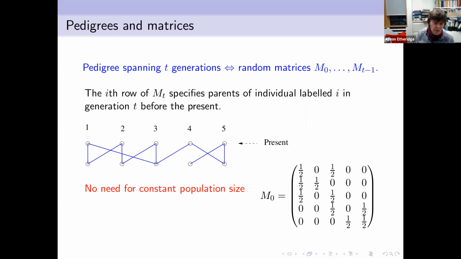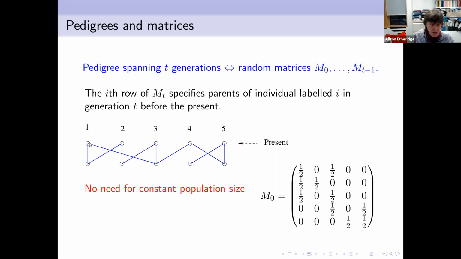Well, the pedigree spanning T generations is just a product of T different random matrices. And the way I define them is that the matrix MT is going to tell me about the parents of individuals in generation T. So the ith row of MT is going to tell me about the parents of the individual that is labeled i in generation T. And those parents, of course, lived in generation T+1 before the present. And here I've just taken population size to be constant. There's no need for the population size to be constant. It can vary as I wish. But because we've been talking about the Wright-Fisher model, let's stick with the constant population size.